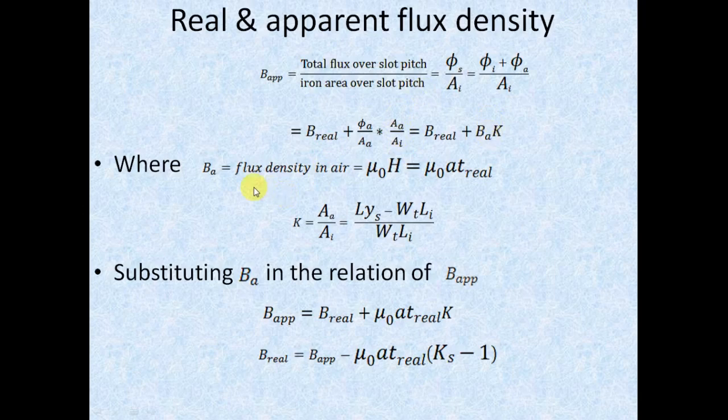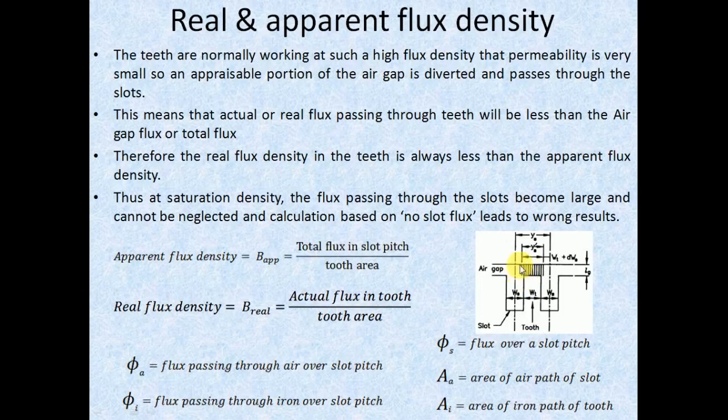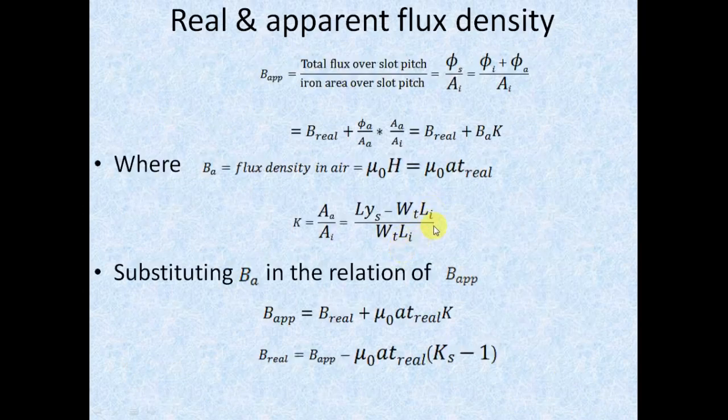From the relation between B, mu and H, we can say that B A is equal to mu 0 H. Since it is flux density in air, we will be using mu 0 here, and instead of H we can write it as small a t real. Small a t is the representation of magnetizing force. And k is the ratio of area of air path of slot to the area of iron path of tooth. You can find the area of air path of this slot by subtracting the area of the iron path of tooth from the whole slot pitch area, that is L into lambda S. Then you will get the relation like this.